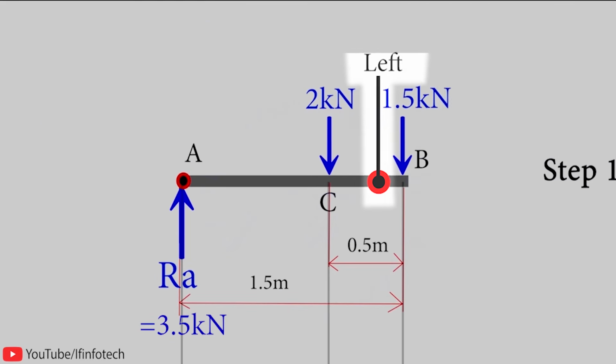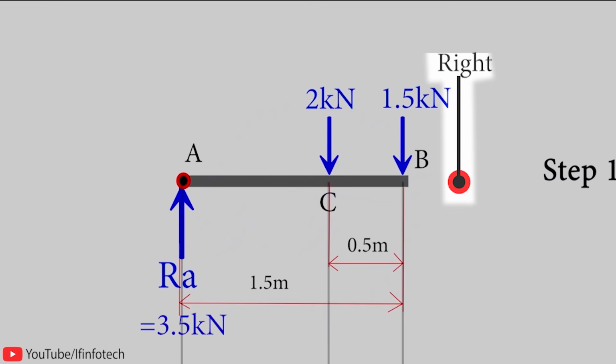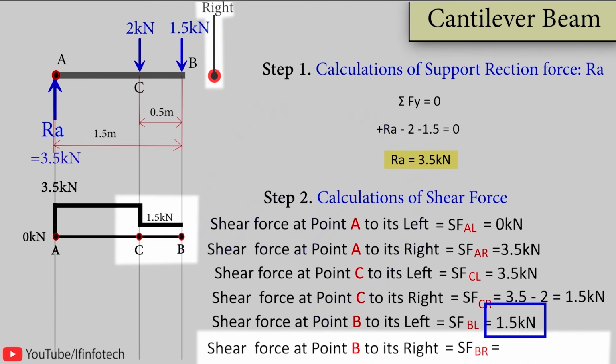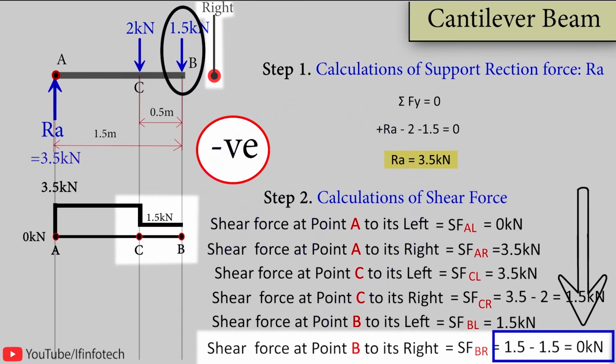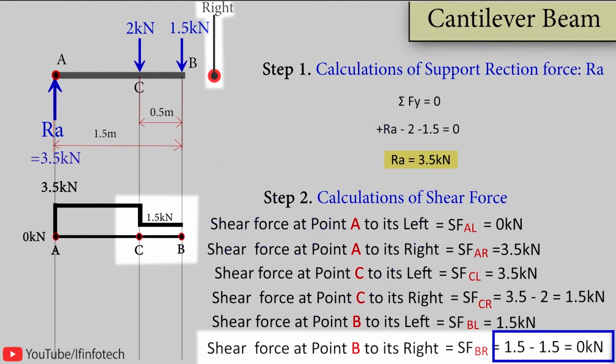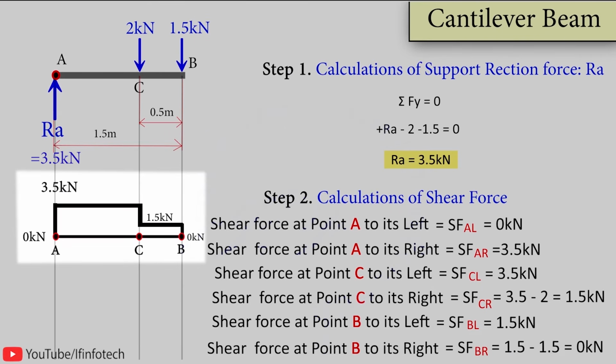Now when I am taking section to the right of point B, that is SF at B to the right, I carry forward previous value of shear force up to point B to its left side, which is 1.5 kN, and when we move towards right of point B, then there is 1.5 kN downward force which is negative. So this will be plus 1.5 minus 1.5, and it gives me the value of shear force as 0 kN. Therefore SF at B to the right is equal to 0 kN. So here I mark 0 value on reference line. In shear force diagram, whatever portion is drawn above the reference line, I will show this by plus sign.